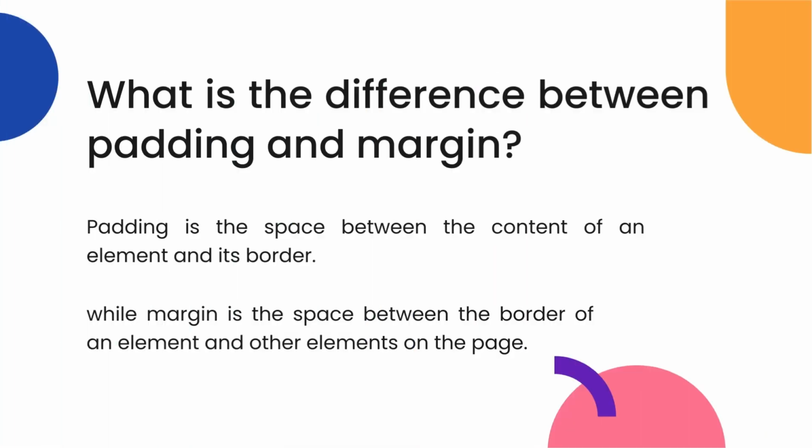What is the difference between padding and margin? Padding is the space between the content of an element and its border, while margin is the space between the border of an element and other elements on the page.